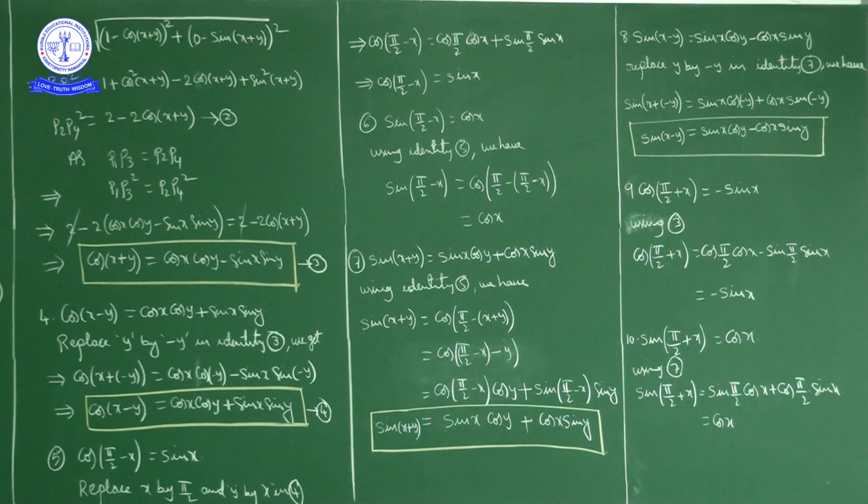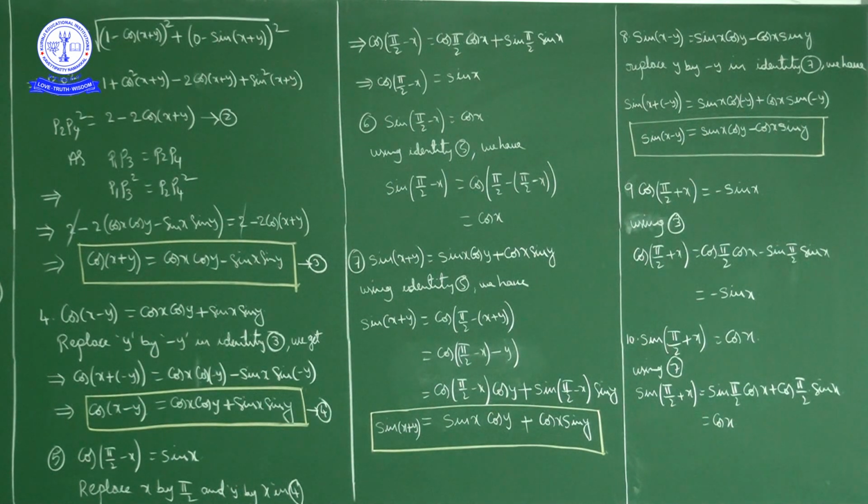Next identity, cos pi by 2 plus x is minus sin x. Now, to prove this, we'll use identity 3. What is identity 3? Cos x plus y is equal to cos x cos y minus sin x sin y. Okay. So in place of x we'll write pi by 2, in place of y we'll write x.